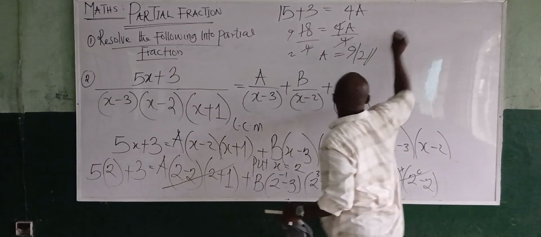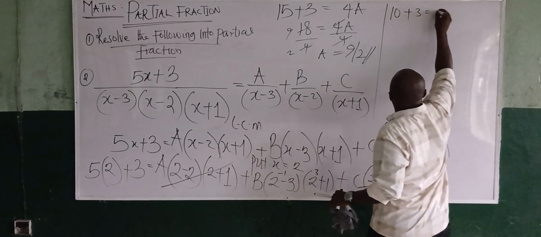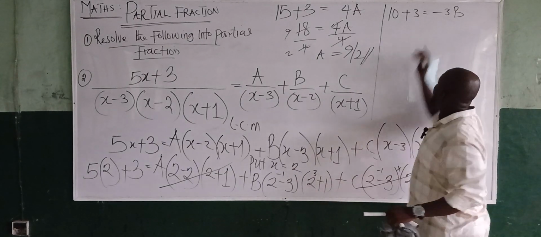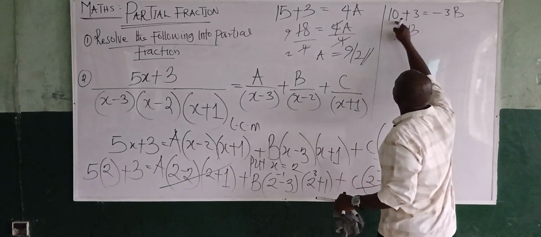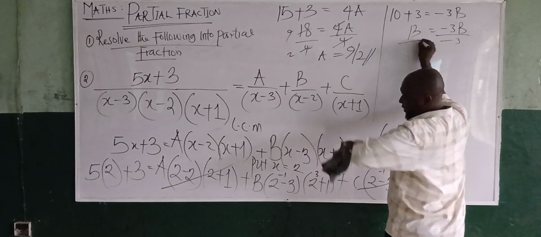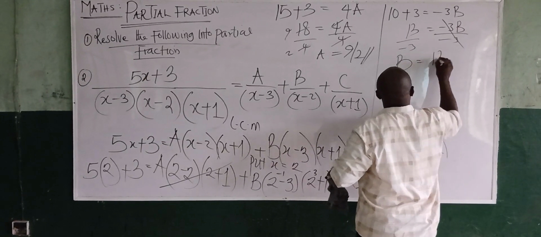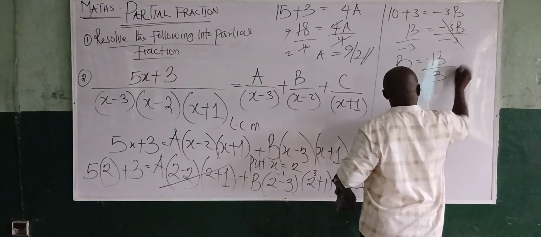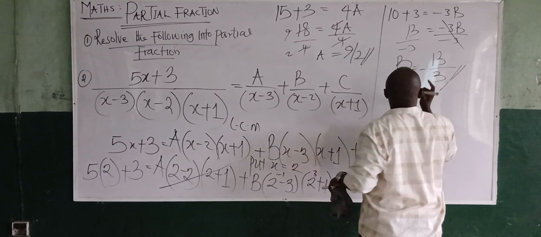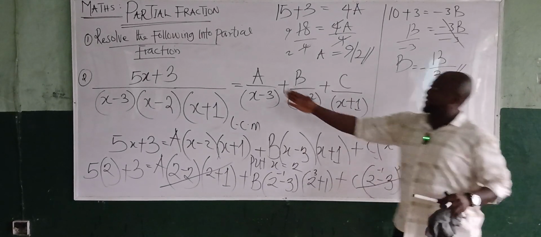I'm having 10 plus 3 there. So I have 10 plus 3. This will give me minus 3b. That's what we are having from here. So from here, if you add these two, I'm having this. So I will divide both sides by minus 3. By minus 3, I'm having that B therefore becomes as my value. This is it. I will take the minus here as my value for B. So I've gotten A and B.